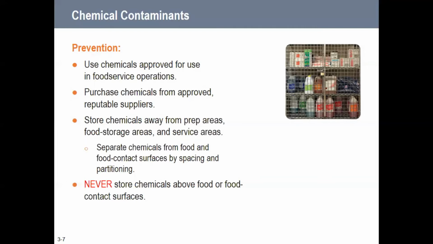When you are storing chemicals, you always store chemicals away from prep areas, food storage areas, and service areas. You should separate chemicals from food and food contact surfaces by spacing and partitioning. So you don't want to store your chemicals right above where you're storing your dry goods. You want to make sure they're in a separate storage area altogether.